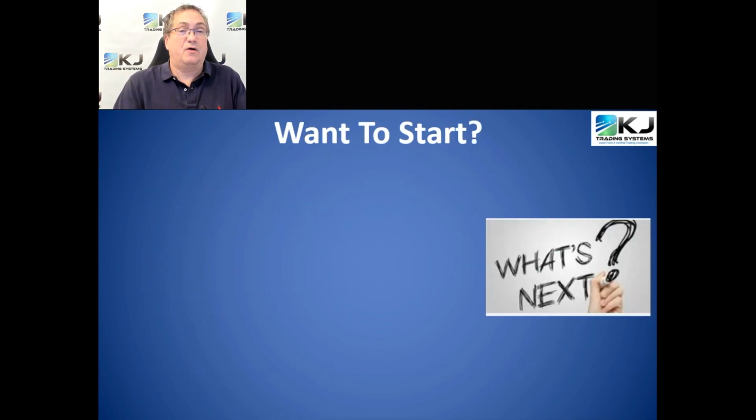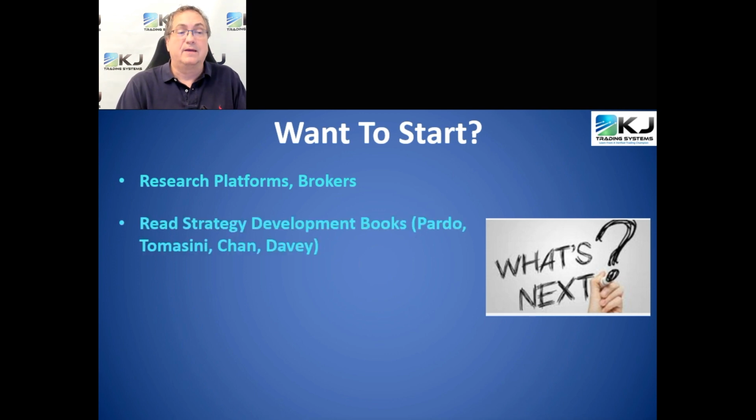But if you want to start, or if you want to improve your trading skills with algo trading, here's what to do. First, you want to research a platform. Make sure you have a trading platform that can do backtests. You also want to research brokers. Make sure you're working with a reliable broker that supports, let's say, automated trading. Not all of them do. Read some strategy development books. There's a lot of good books out there. I've written a book specifically on strategy development, and I've written a few other books too. And there's other authors too that you can find some value with.